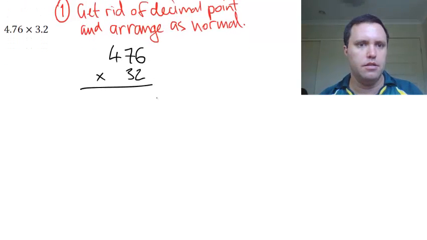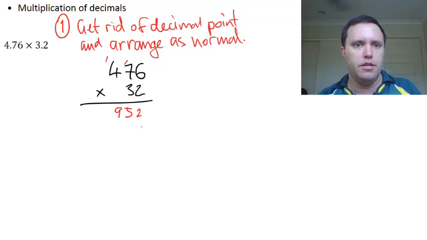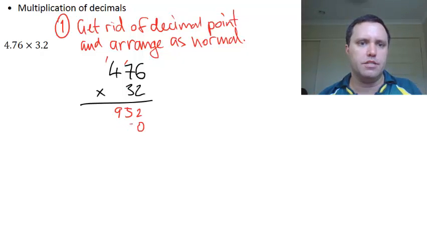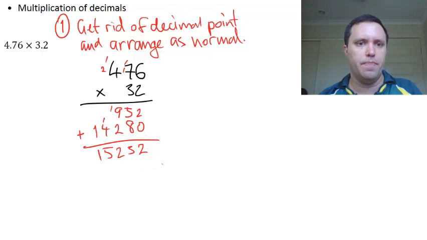and we go through our algorithm as normal now. So 2 times 6 is 12. 2 times 7 is 14 plus 1 is 15. 2 times 4 is 8 plus 1 is 9. Put 0 in here because of 3. 3 times 6 is 18. 3 times 7 is 21 plus 1 is 22. 3 times 4 is 12 plus 2 is 14. Alright, 2 plus 0 is 2. 13, 12, 5, 1.